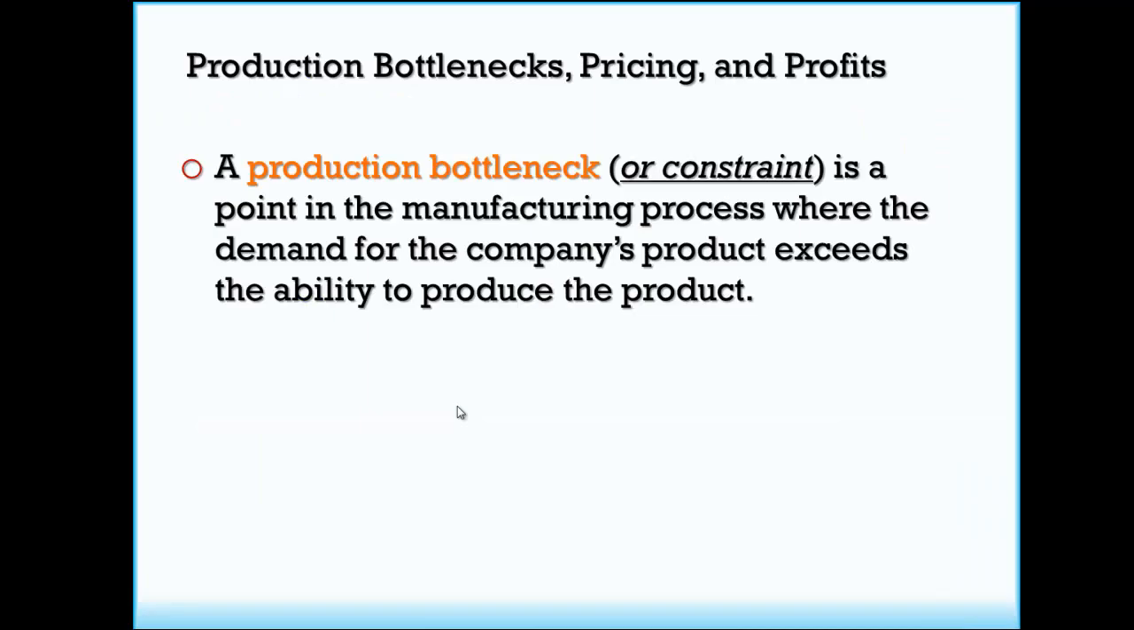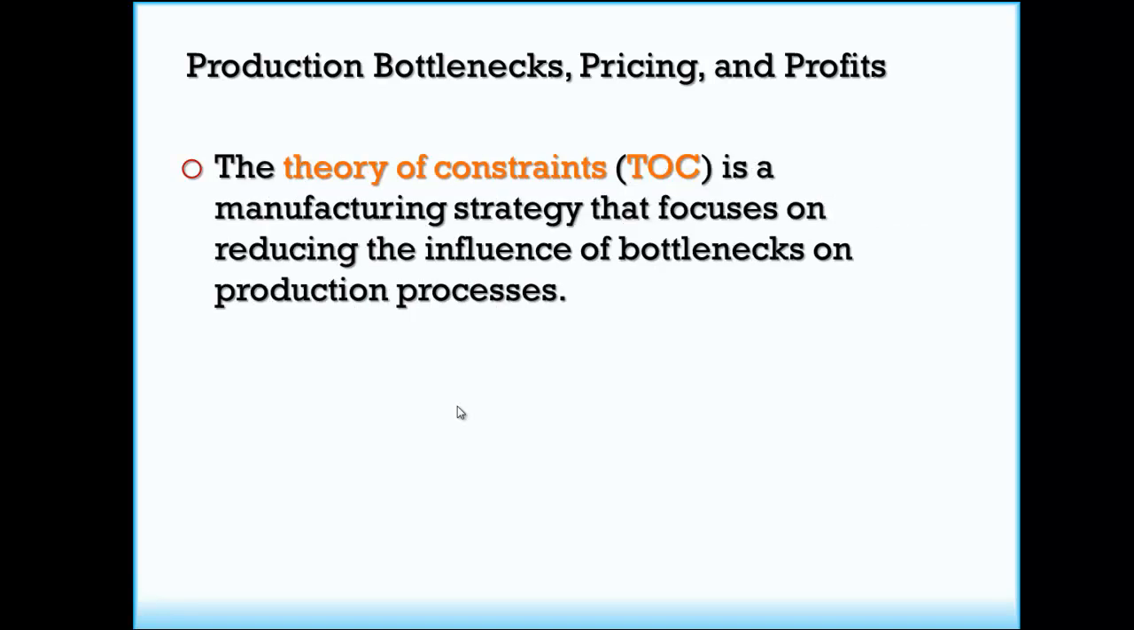If you've ever been stuck in traffic on the interstate at an on or off ramp, then surely you have a pretty good understanding of what a bottleneck is. A production bottleneck or constraint is a point in the manufacturing process where the demand for a company's product exceeds the ability to produce the product. The theory of constraints is a manufacturing strategy that focuses on reducing the influence of bottlenecks on the production process. So we try to identify these bottlenecks wherever they are and do what we can to eliminate them so we can have a steadier, faster flow of production.